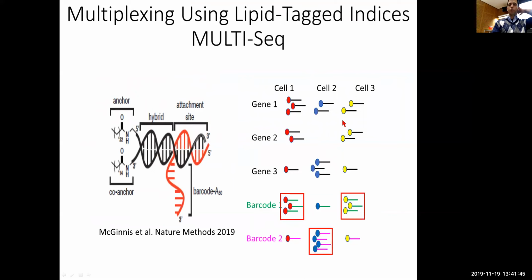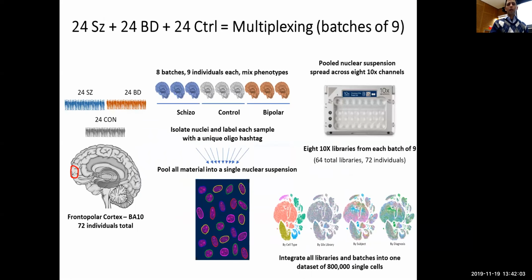And there are many technologies for being able to label cells this way. MULTI-seq, also a very cool acronym, multiplexing using lipid-tagged indices, allows you to barcode things using unique lipid tags. Using this, you can do an experiment with 9 individuals in each of your experiments. So you could have multiplexing across different sample types.